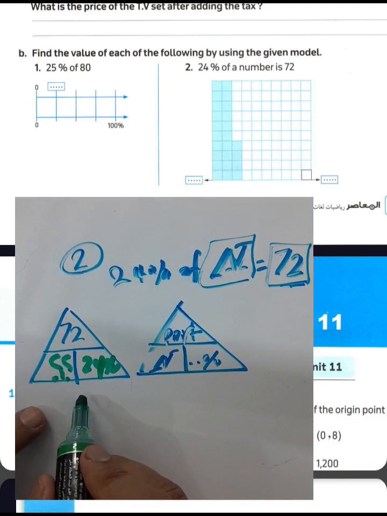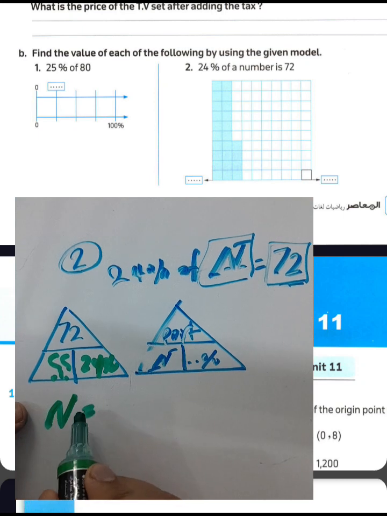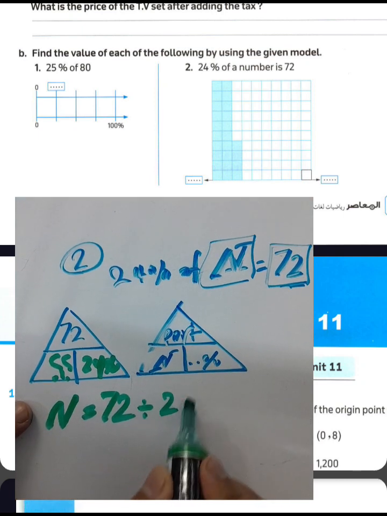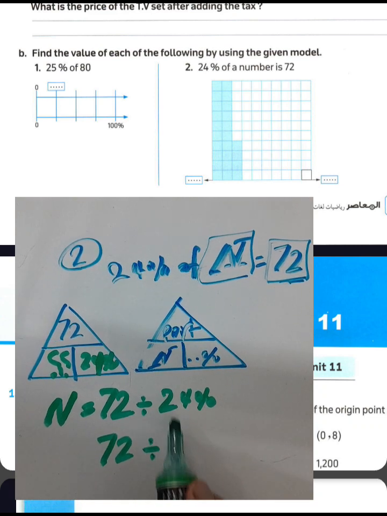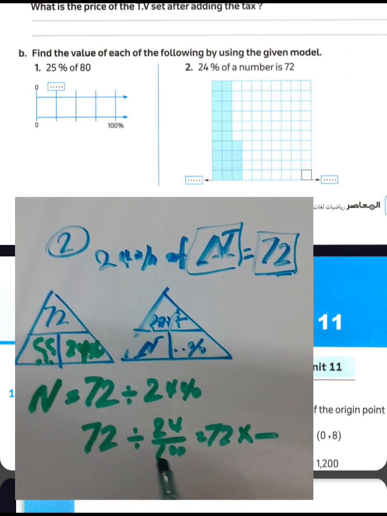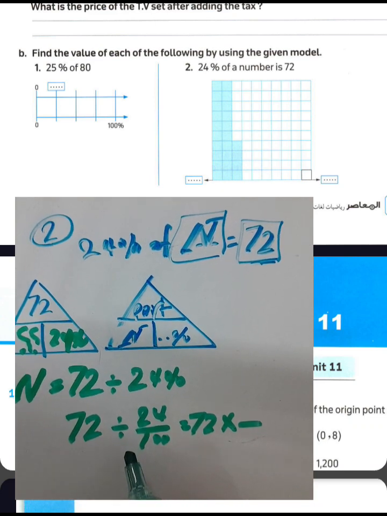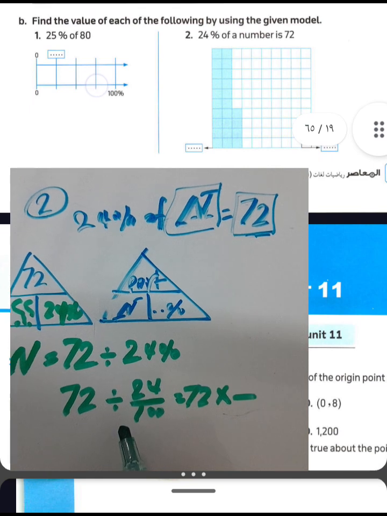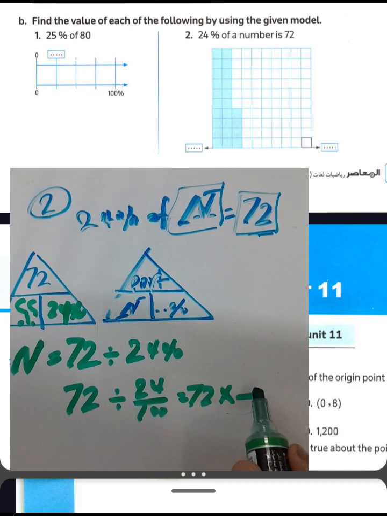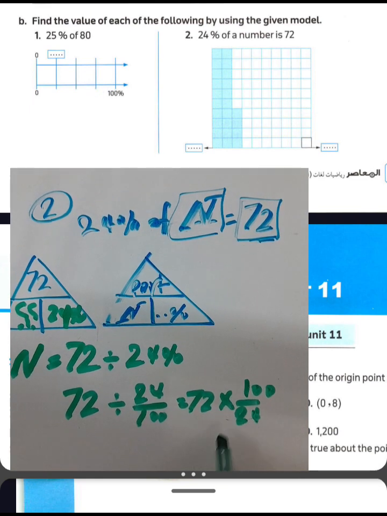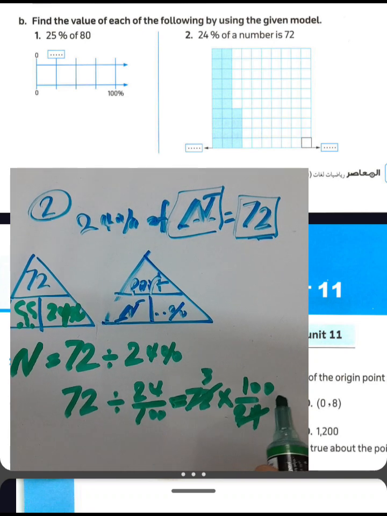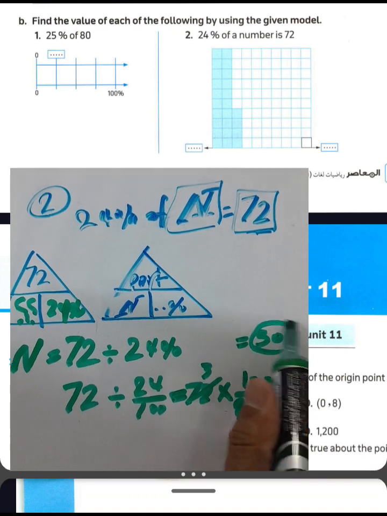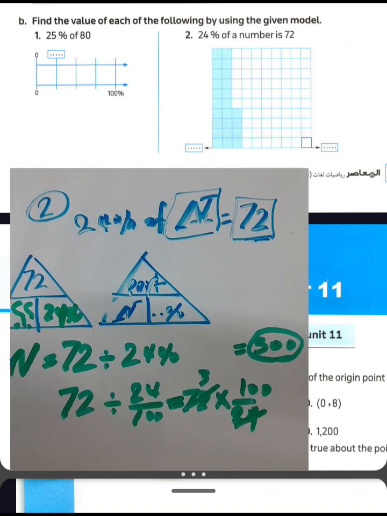To find the whole number, it will be 72 divided by 24%. Then write 72 divided by 24 over 100. Write 72 times the reciprocal of this number. Write the reciprocal of 24 over 100, write 100 over 24. And then 72 divided by 24 equals 3. 3 times 100 equals 300. Then the result here will be 300.